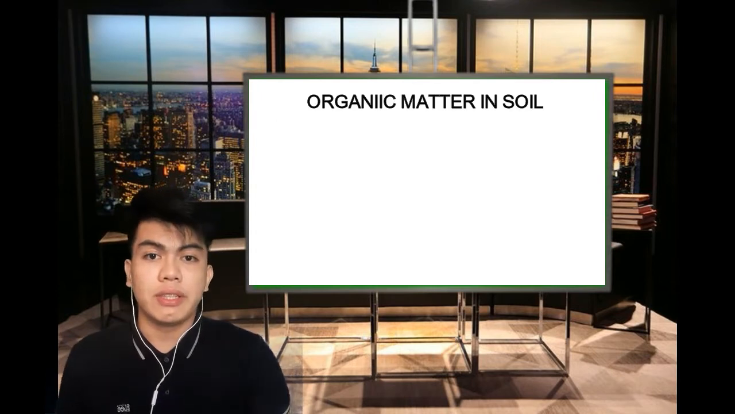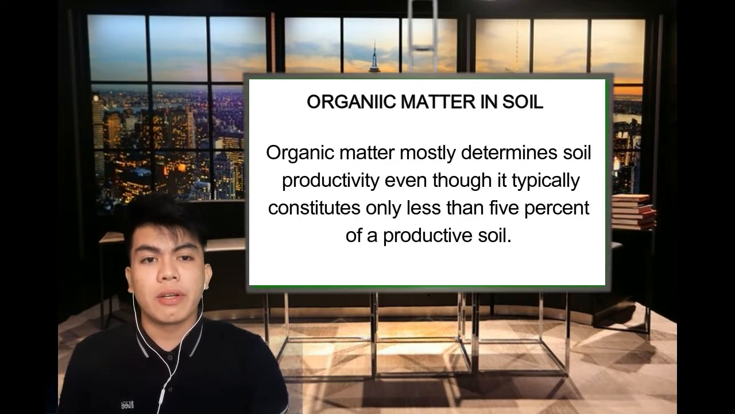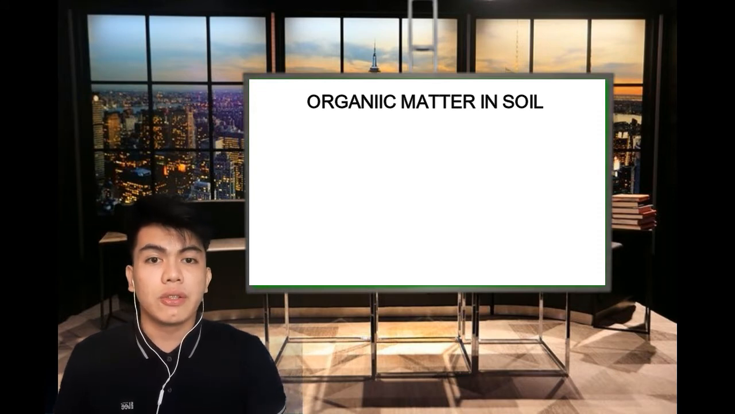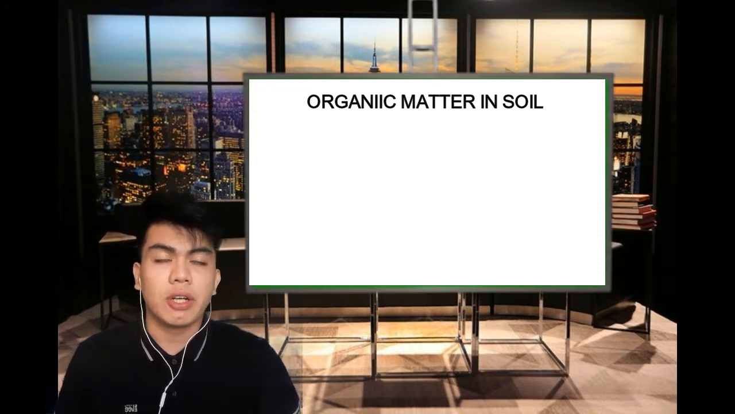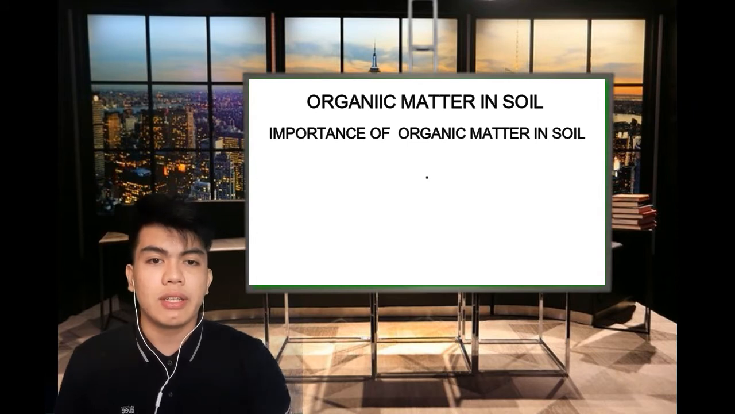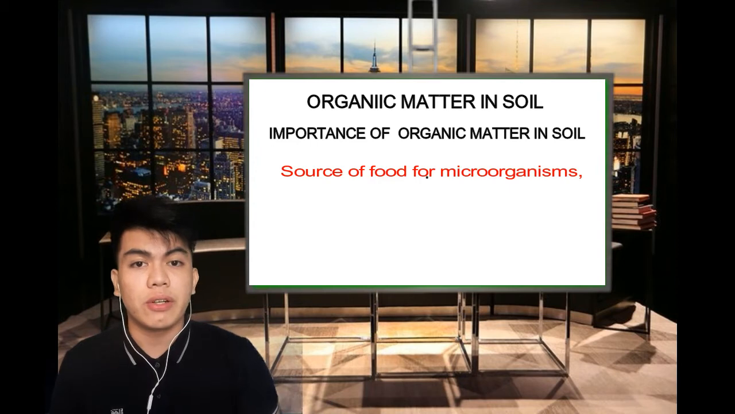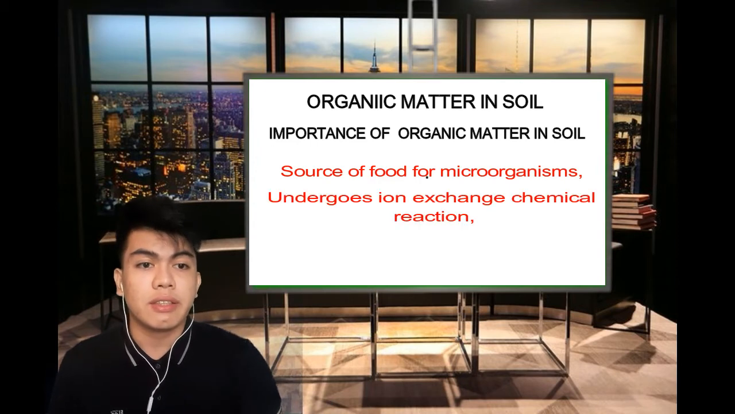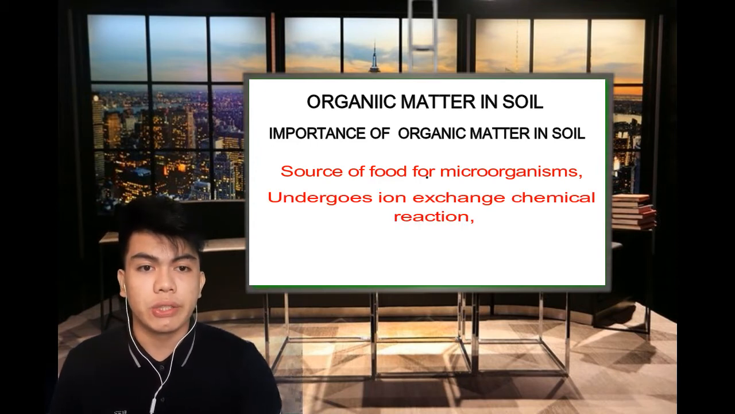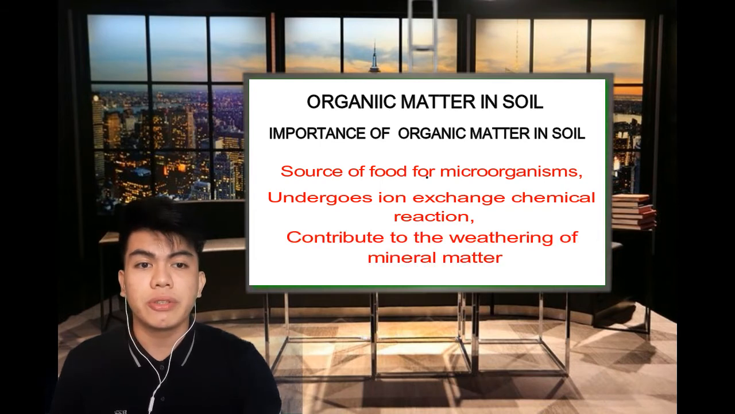So now let's have the organic matter in soil. Organic matter mostly determines soil productivity, even though it typically constitutes only less than 5% of a productive soil. So there are three things that make the organic matter important in soil, and these are: first, it is a source of food for microorganisms. Next, it undergoes ion exchange chemical reactions, and last, it contributes to the weathering of mineral matter, the process in which the soil is formed.